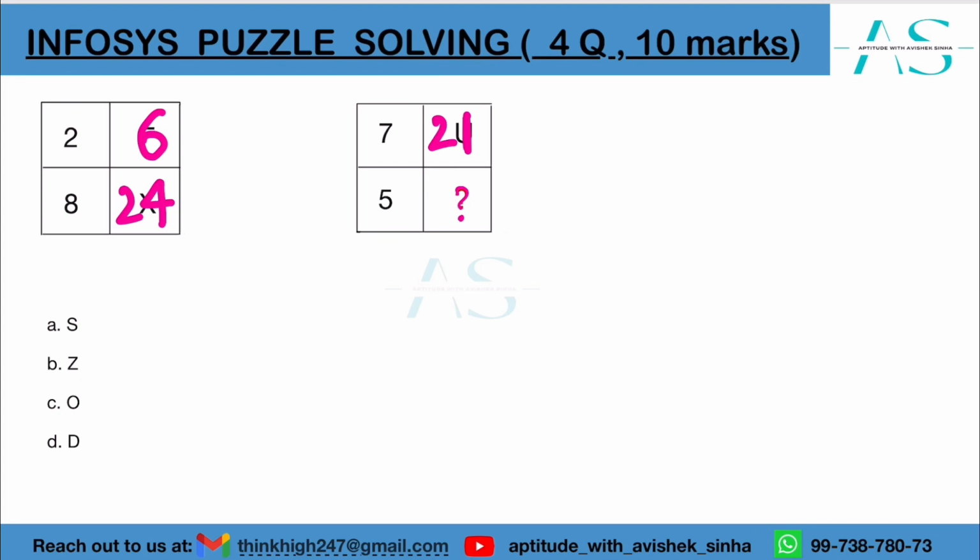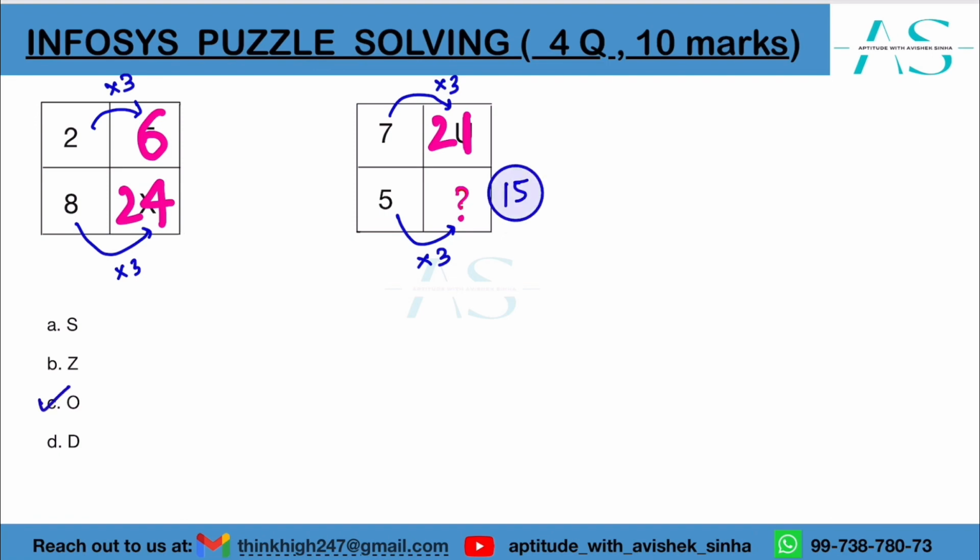How can you go from 2 to 6? Can you go from 2 to 6 by any sequence? Yes, it's 3 times. Okay, what about 8 and 24? It is again 3 times. 7 and 21? It is again 3 times. So now we have a common pattern. So 5 into 3 is 15. And what is the code for 15?